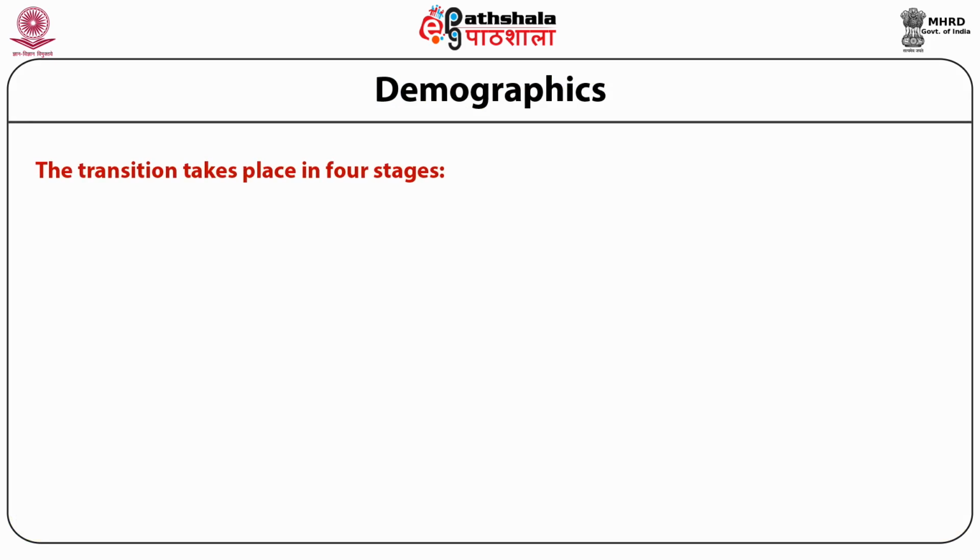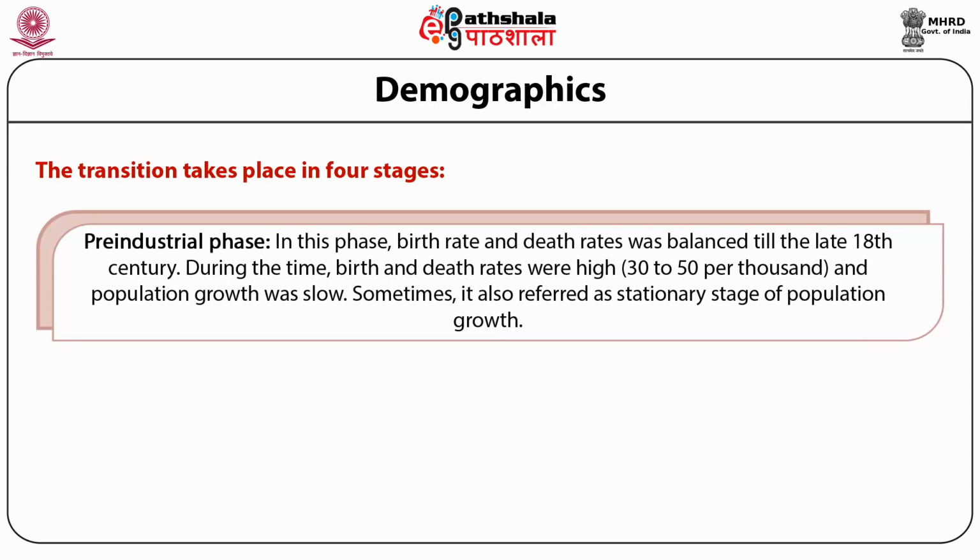The transition takes place in 4 stages. The first stage is the pre-industrial phase. In the pre-industrial phase, the balance between death rate and birth rate till the late 18th century characterizes it. The birth and death rates are high, around 30 to 50 per thousand, and population growth is slow. Sometimes it is also known as the stationary stage of population growth.